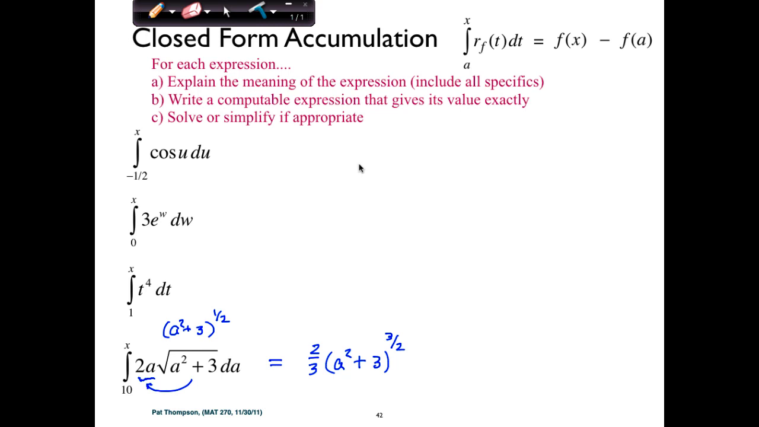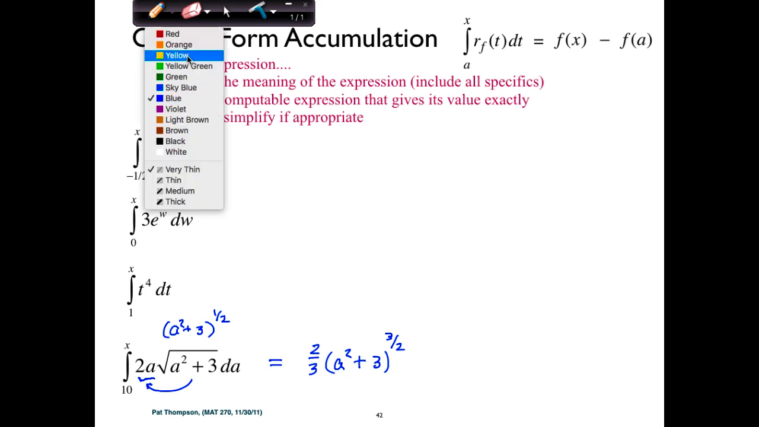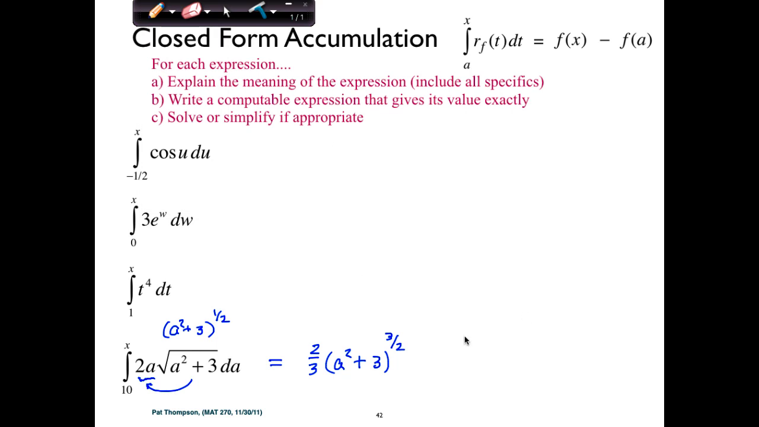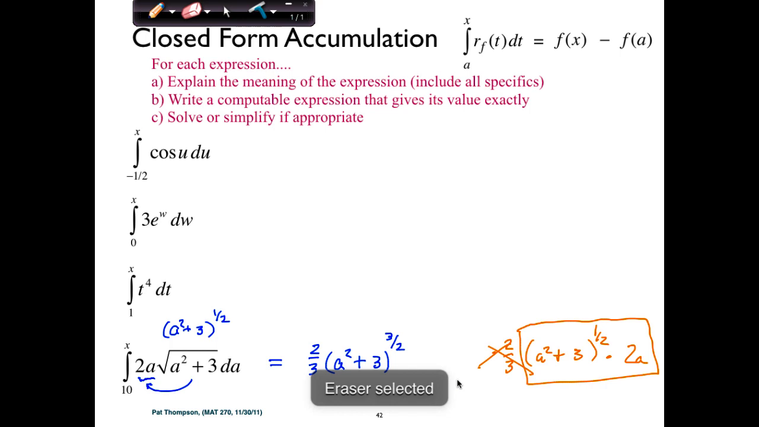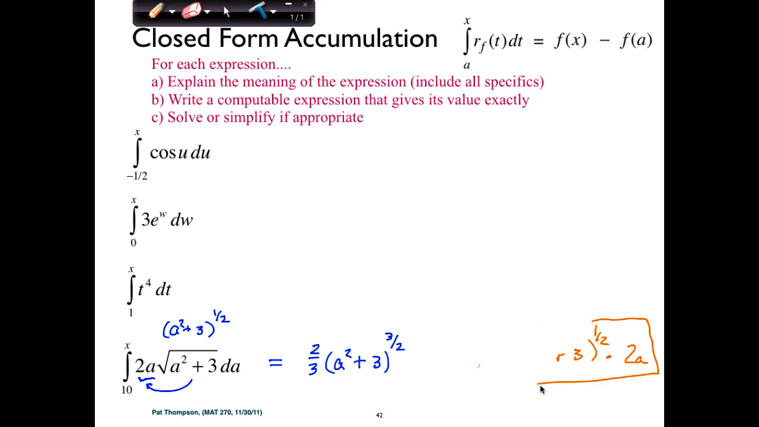If it's exactly the same, then your attempt was correct. So let's do the derivative, right? So the derivative is what? 3/2 times 2/3 times a squared plus 3 to the 1/2 times 2a. That goes away, and we're left with this. Is it exactly what we started with? Yes, it's exactly what we started with. Therefore, that attempt at the antiderivative is correct. So now we want to finish writing out the closed form. Jeffrey, you want to finish it?